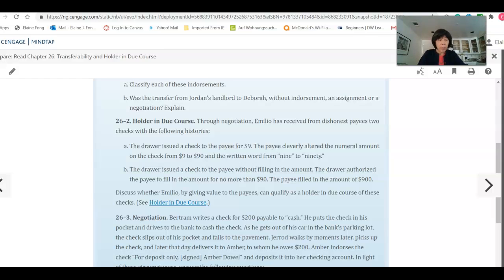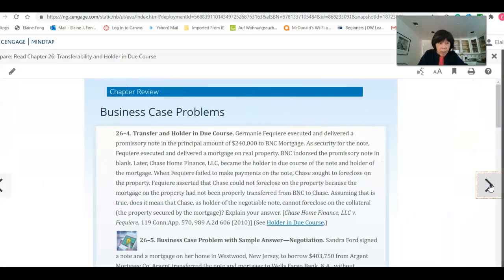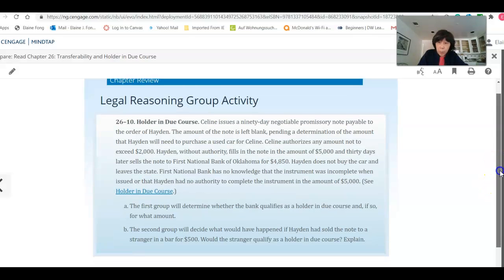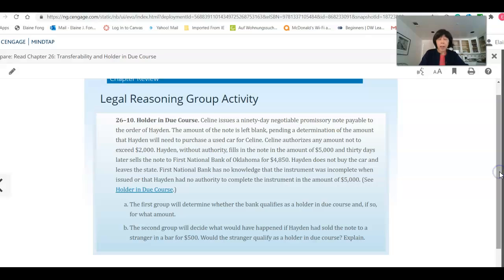All right, that's problem number 2, 26.2. We're going to move on now. Let me scroll over to that page at the end of the chapter, and we'll look at problem 26.10. All right, here it is. Now, in this problem, I'm not going to read the facts, but I'll go through the facts with you. We have a promissory note in problem 10, and this promissory note is incomplete. The amount has been left blank.